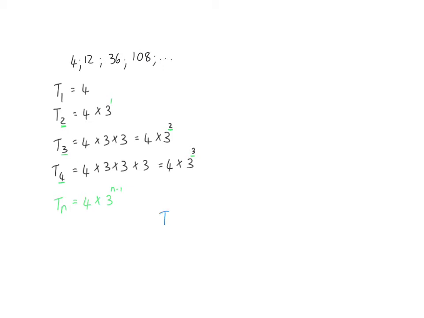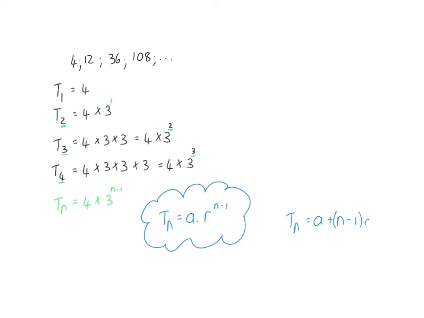If we have a look at a general formula, we will start off with the first term, which is a, and multiply that by the constant ratio to the power of n minus 1. Again, a reminder about an arithmetic sequence. There the general formula was Tn is equal to a plus n minus 1 that you multiply with d, the constant difference. And now we have a constant ratio.